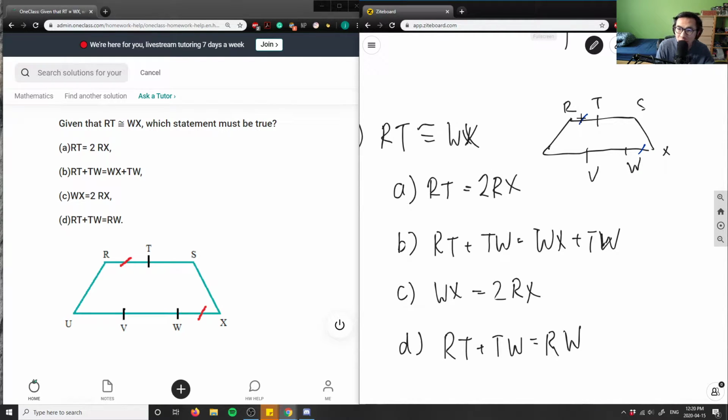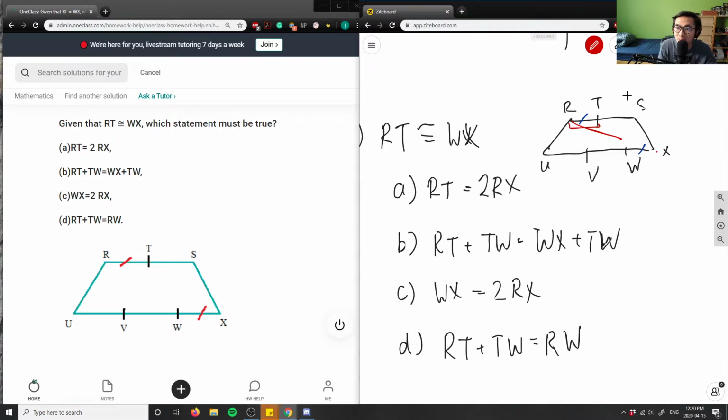This here is V, and this here is U. Okay, so we have our 4 points here. So this is RT. Between this point and this point is 2RX. And between this point and this point is RX, right?